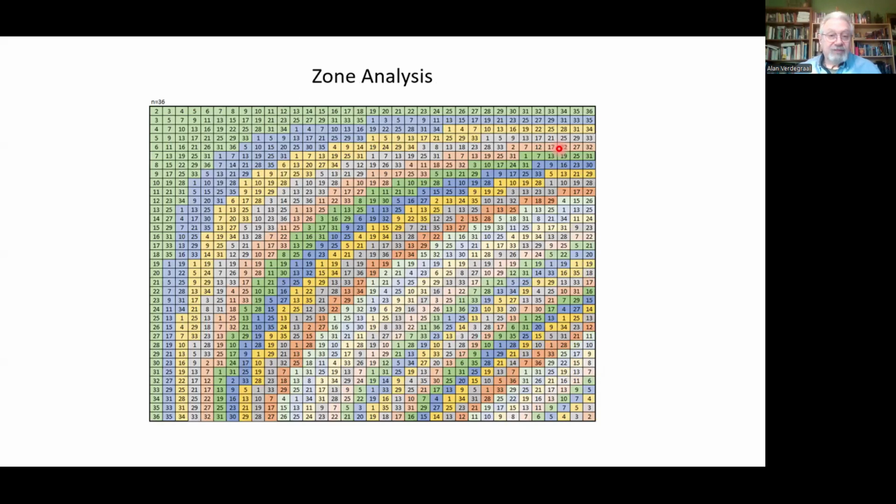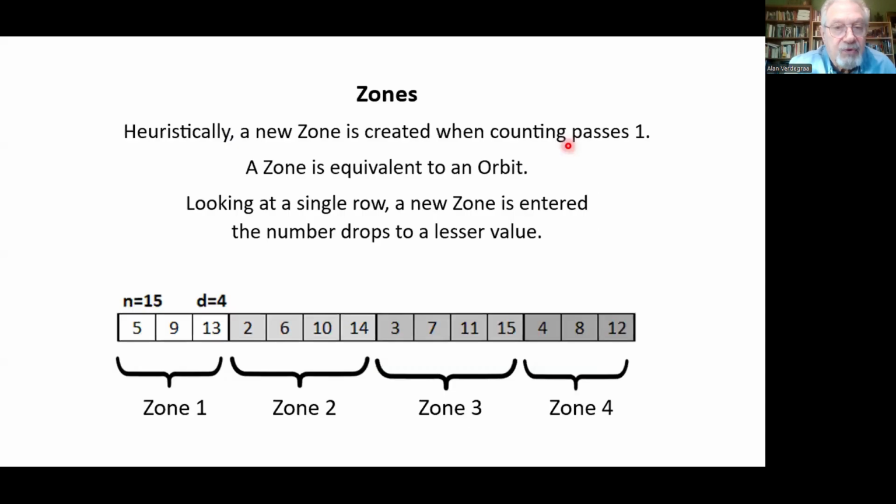So before getting into seeing these patterns, we have to define something called the zone. And this figure shows various zones. A zone is created when counting passes one without landing on it. So a zone is equivalent to an orbit. In other words, it's how many times around the circle one goes before one reaches back to one. Now remember, we threw away the one at the end. So we're only looking at the sequences of numbers up through to the point where we actually land on one.